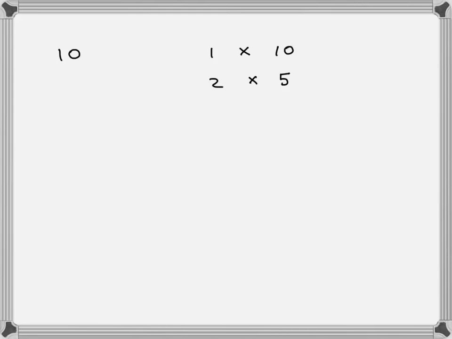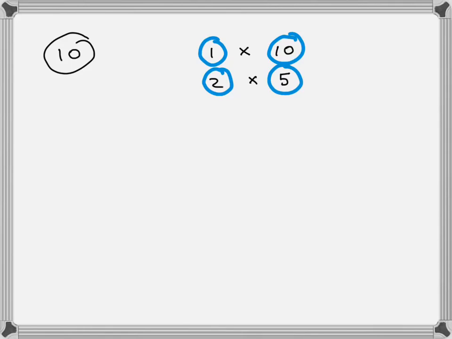Okay, so let's look at finding all the factors of a number. Let's look at number 10 here. So we can say 1 times 10 is 10 and 2 times 5 is 10. So what are our factors of 10? They are 1 and 10, 2 and 5. So we're going to list them in order from smallest to biggest.